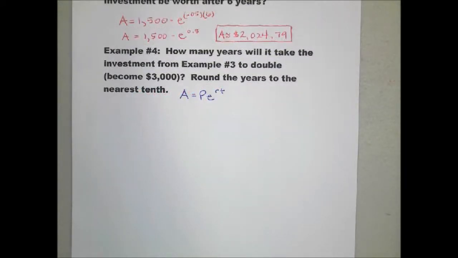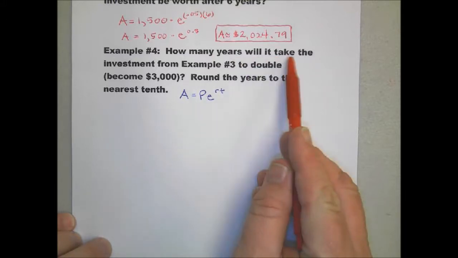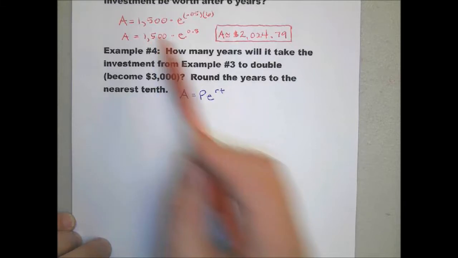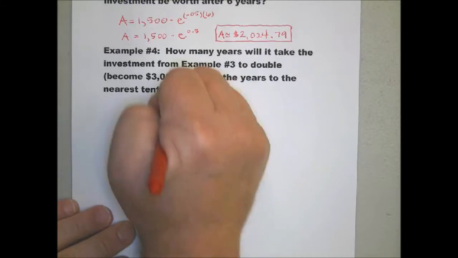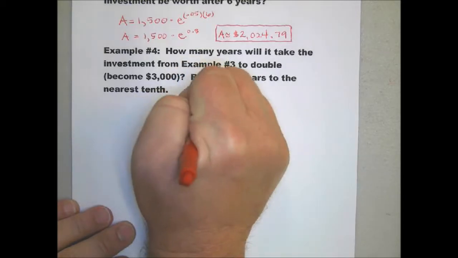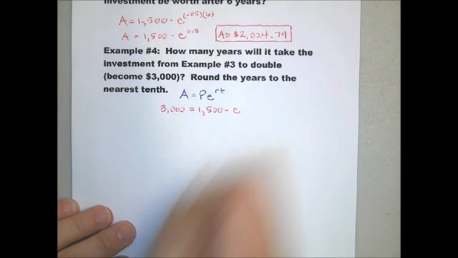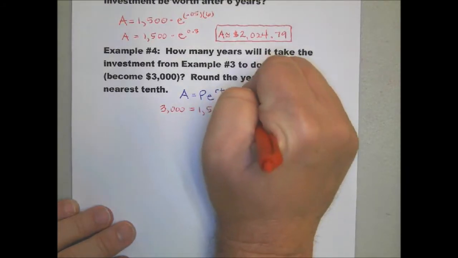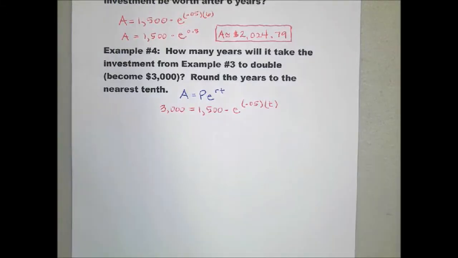The final problem is another continuous compounding interest problem, but this time we know what we end up with. How many years will it take the investment from example number 3, the initial investment of $1,500, to double, to become $3,000? So we know the ending amount we want is $3,000. We also know the beginning amount was 1,500. e is e. Now remember the interest rate in that previous problem was 5%, 0.05, and this question is wanting us to solve for the t. How long is it going to take for that to happen?